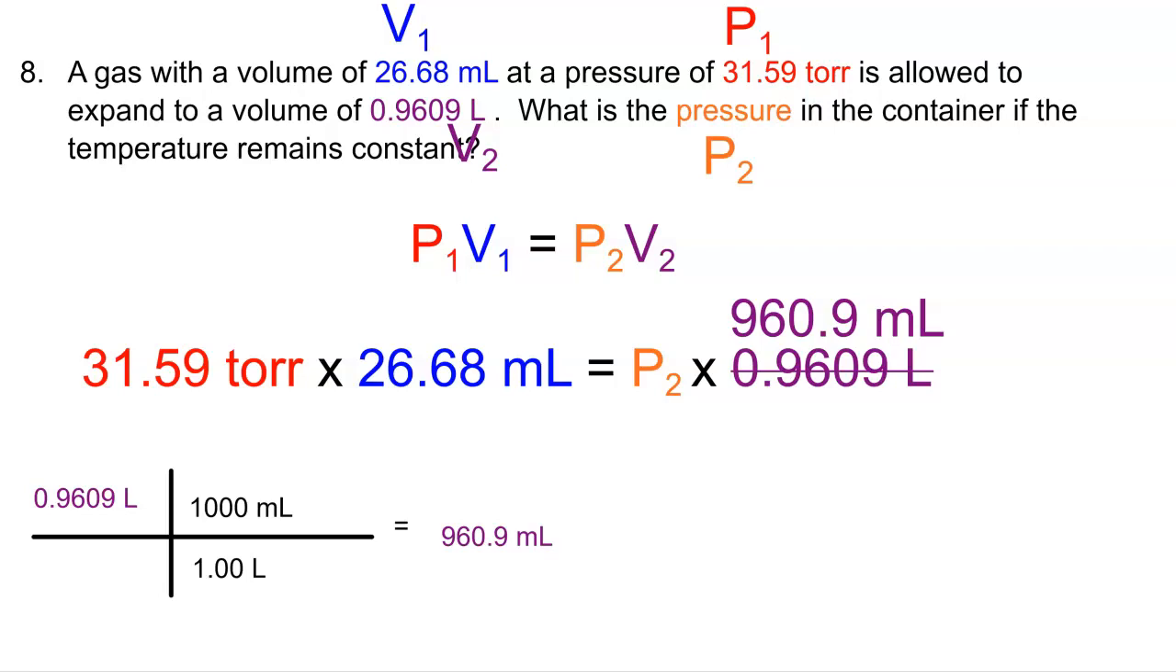We're going to then multiply the numbers on the left and divide by the number on the right. When I divide by 960.9 milliliters, milliliter units cancel, leaving me only units of torr. Pause your video and see if you can get what your answer is, and then unpause and check your answer. Okay, let's see. We should have gotten 0.8771 torr.